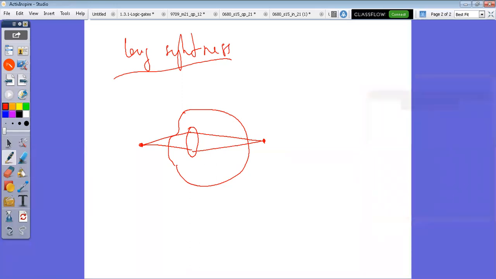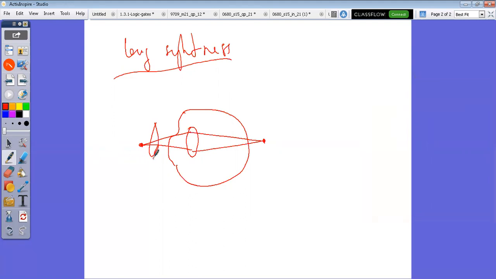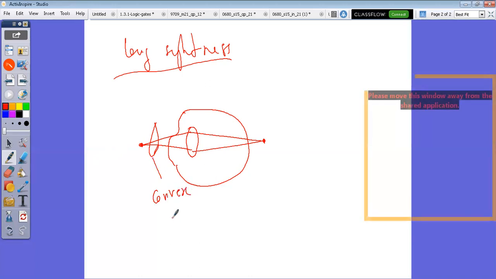So how is it corrected? What type of lenses? What are the opposites of what you said? Convex lenses, correct. Convex lenses are for more refraction. Clear? So we use convex lenses so that we have more refraction.